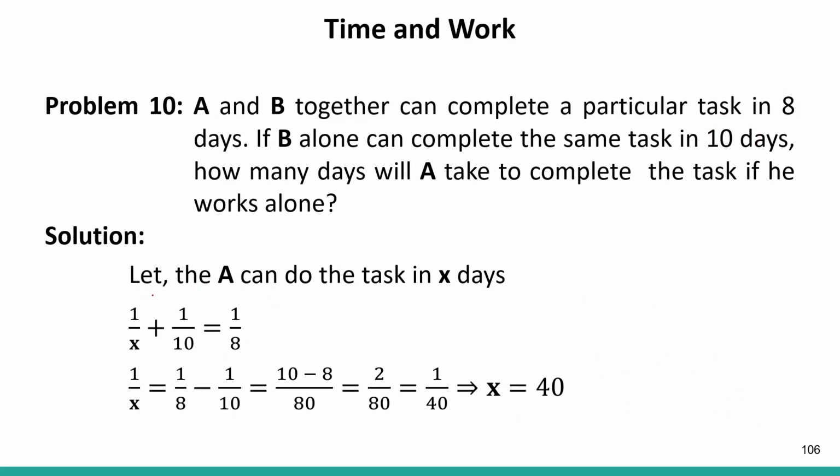So as you can see right here, okay, let A do the task in x days. So 1 by x plus 1 by 10 is equal to 1 by 8. So 1 by x is equal to 1 by 8 minus 1 by 10. So this is equal to 10 minus 8 by 80, that is 2 by 80 is equal to 1 by 40. So this implies x must be 40.